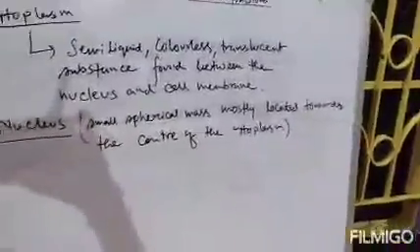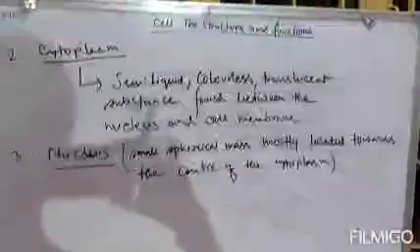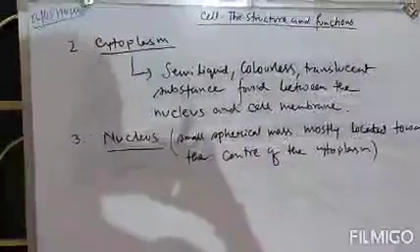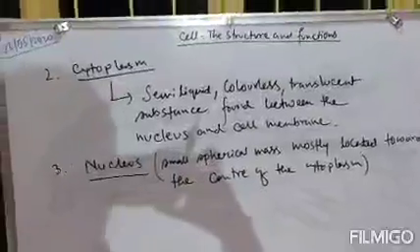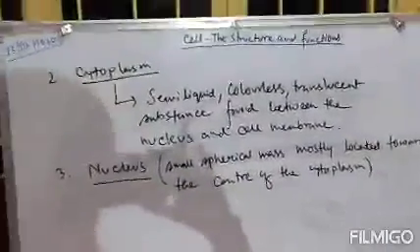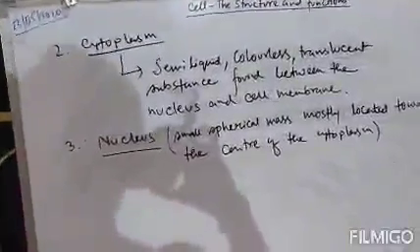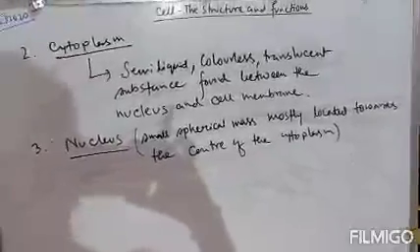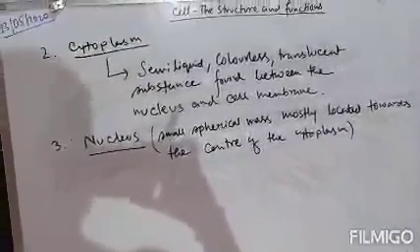Now the nucleus has an outermost layer. Like the cell has an outermost layer, your cell membrane and cell wall, whose function is to protect the cell from external damage. Likewise, the nucleus also has its outer covering layer, like cell wall and cell membrane.